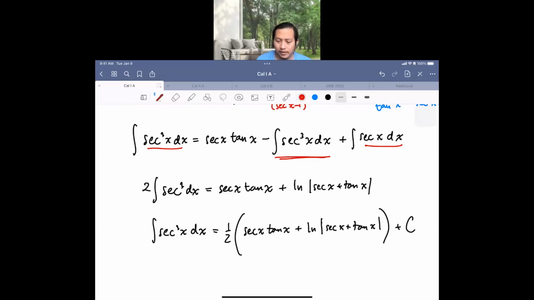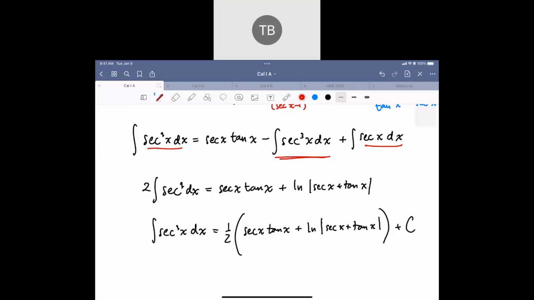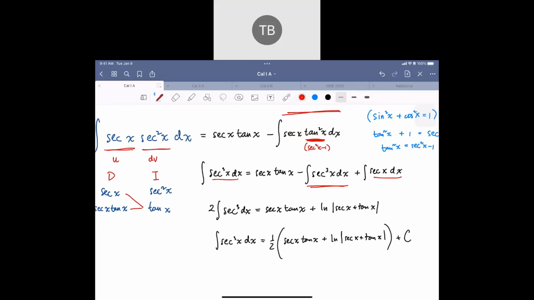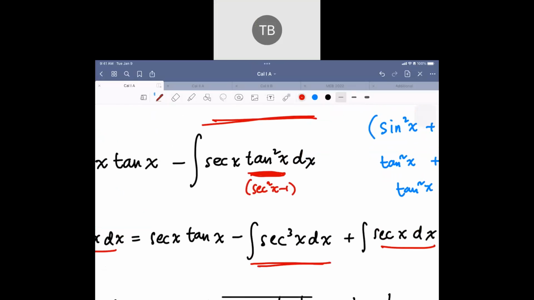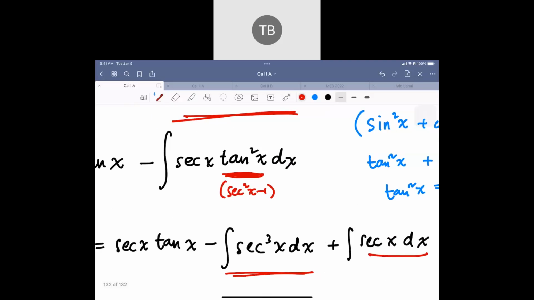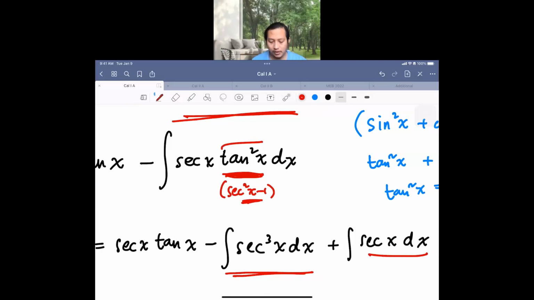Hello, Professor. In this case, do you only use integration by parts one time or two times? In this case, just one time. Okay, just one time. The second one is from here. We can just substitute the tangent squared with the secant squared x minus 1. And then we see that we have this and this.